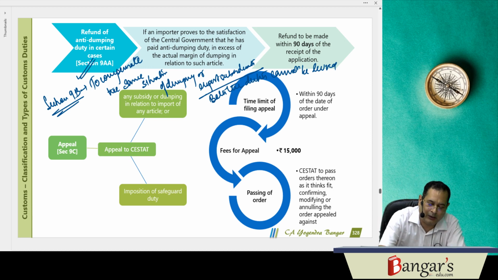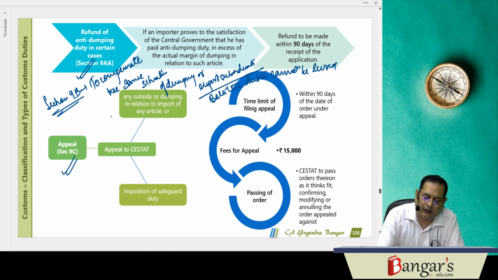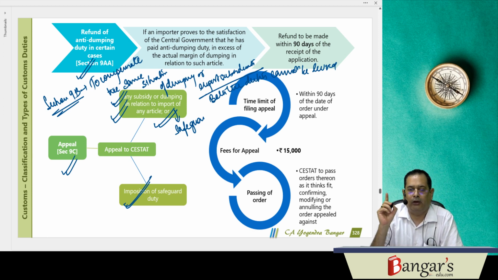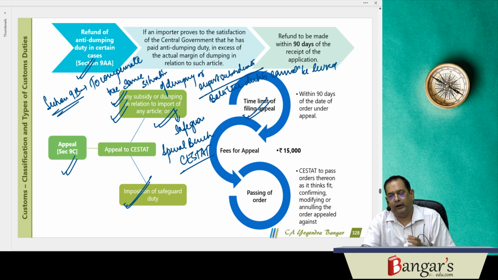Then we have appeals, Section 9C. It deals with the provisions relating to appeals. So basically, you can file an appeal against the order of the anti-dumping authority, that is, anti-dumping duty, anti-subsidy duty or safeguard duty. Appeal is to be filed to the special bench of the Customs Excise Service Tax Appellate Tribunal. The time limit for filing the appeal is within 90 days from the date of the order.